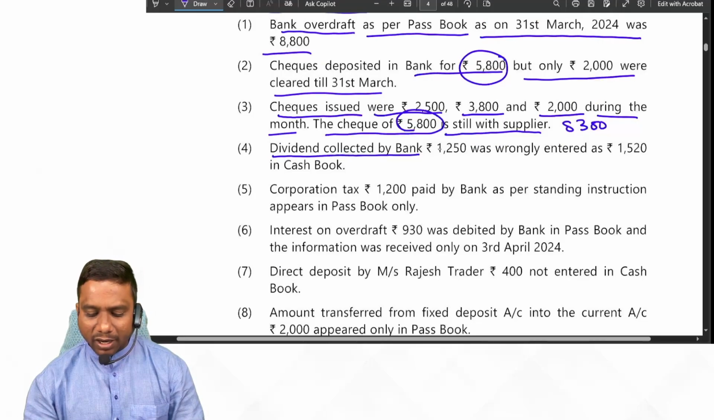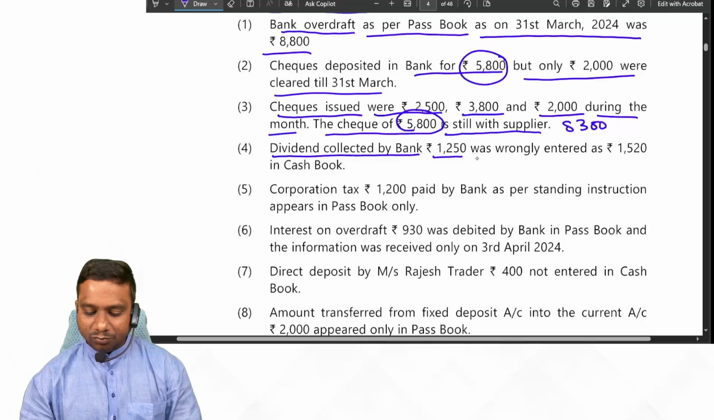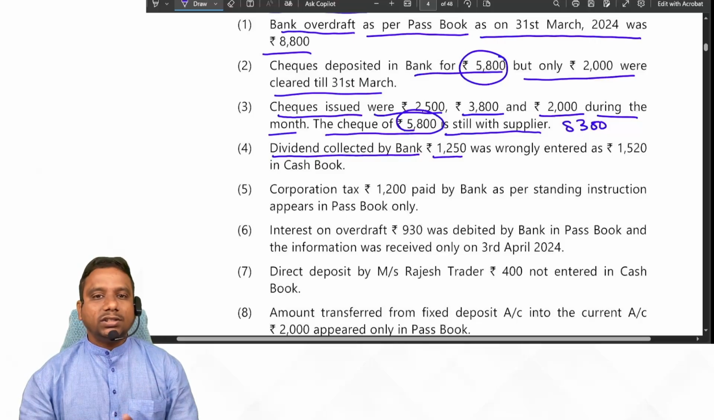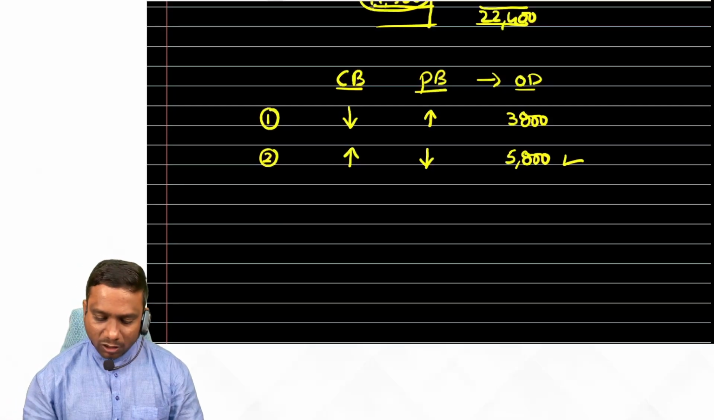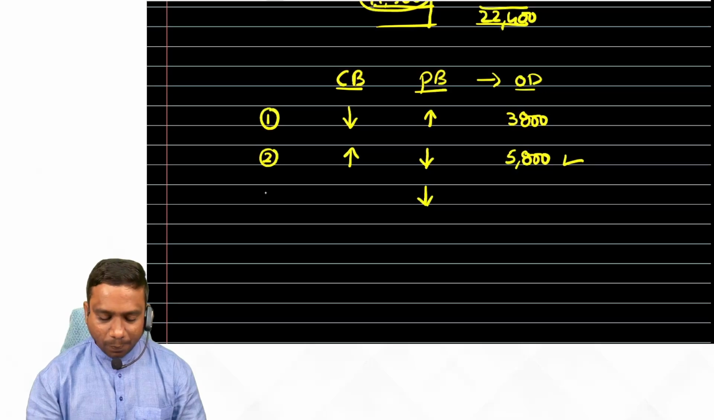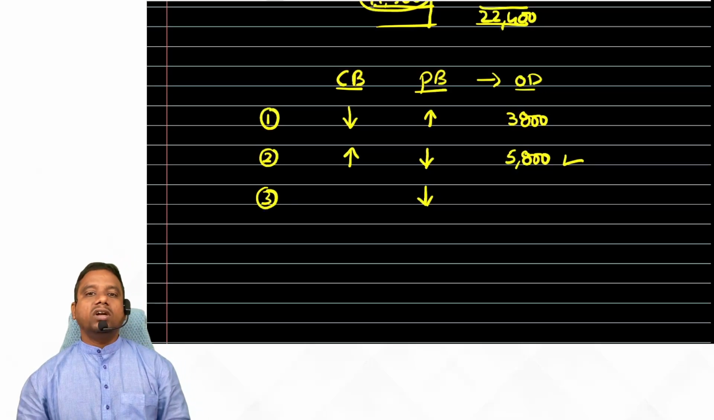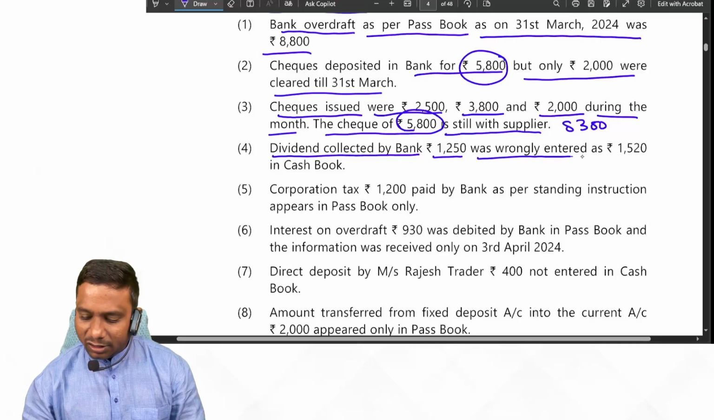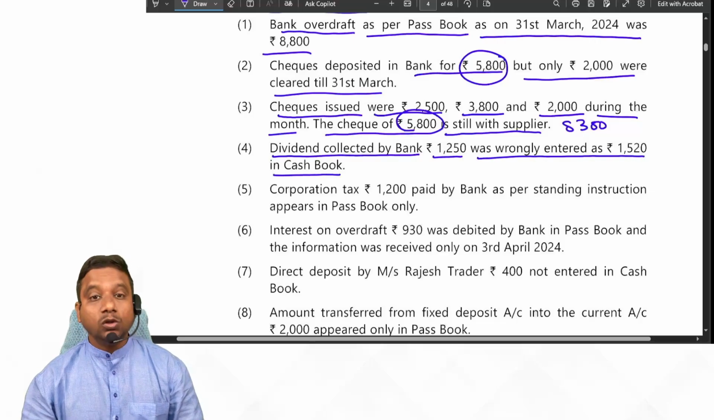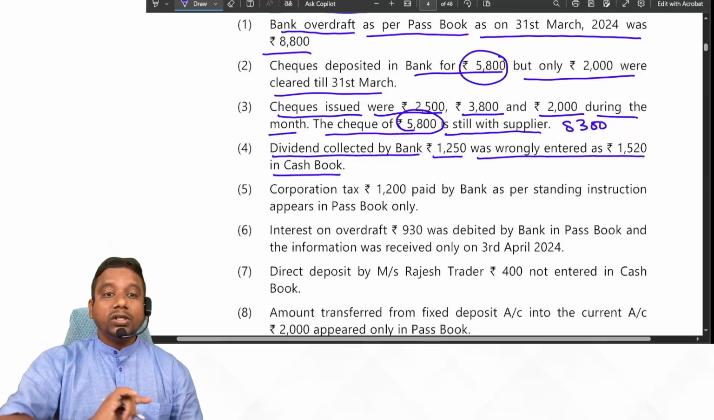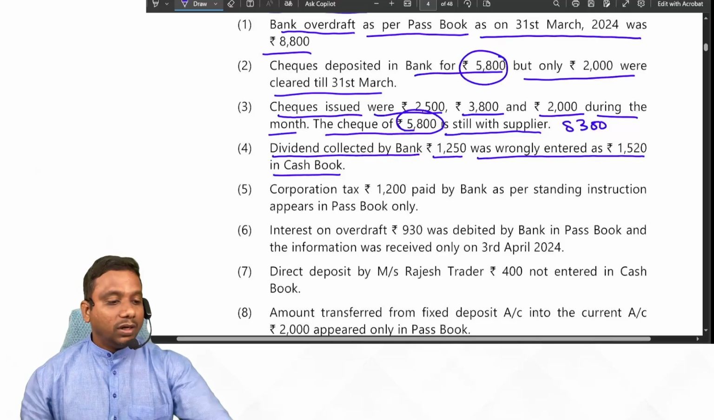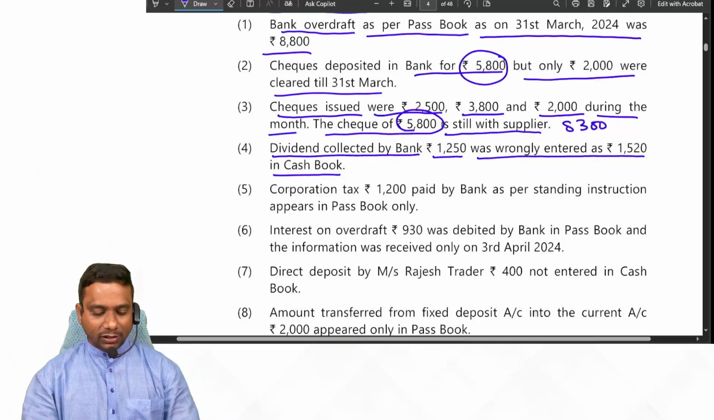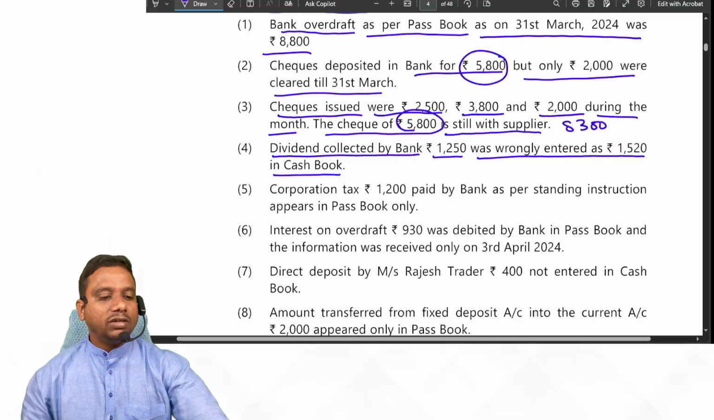Dividend collected by bank 1,250. Okay, so who will record this transaction first? Passbook. So passbook overdraft gets decreased. Yes. Was wrongly entered as 1,520 in cash book. The same transaction we also entered in the cash book, but how much entered? 1,520. So what is the difference here? 1,520 minus 1,250, 270 rupees difference.